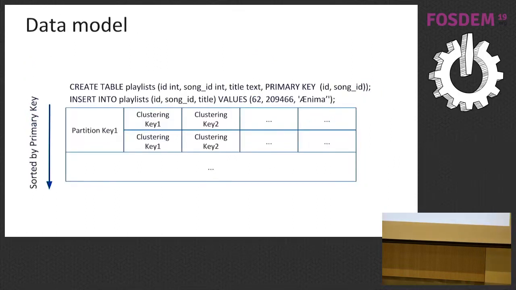The data model is based on tables. The tables can have many columns. There's a primary key with two components. The partition key are a set of columns that specify how the data is distributed across the cluster. So they determine which nodes get to handle which pieces of data. And then there's the clustering key, which defines the order in which data is sorted and stored on disk.